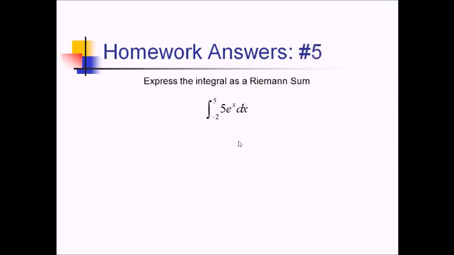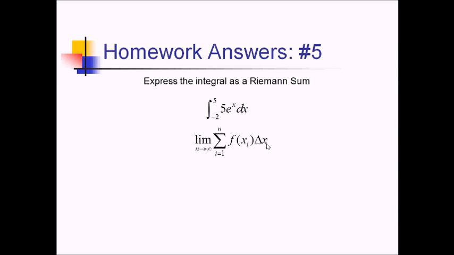For number 5, we're trying to convert this integral into Riemann sum notation. So we need the limit as n approaches infinity of the sum from 1 to n of f of xi times delta x. That's our general form, and we have to figure out delta x and xi here and apply the f function to it.